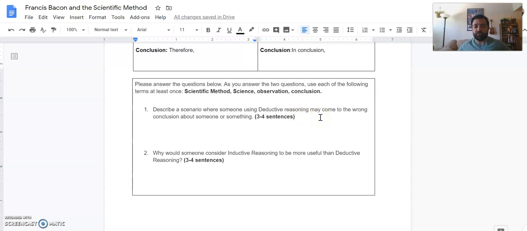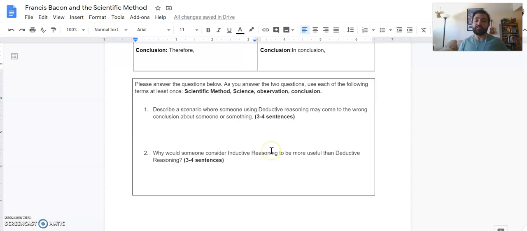As you answer the two questions, use each of the following terms at least once: scientific method, science, observation, and conclusion. I'm not saying you have to use these words in each response. If you use them all in the first one, then you don't need to use any in the second one. Or you might want to use scientific method and science for number 1, and then observation and conclusion for number 2. You don't have to use each of these words twice, just one time, whether it's in number 1 or number 2, that's up to you.